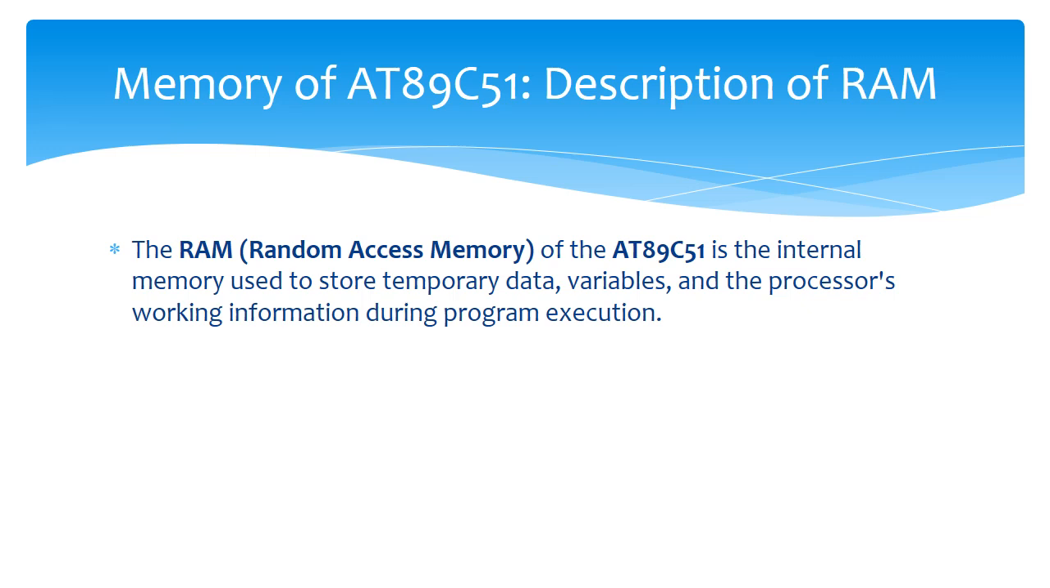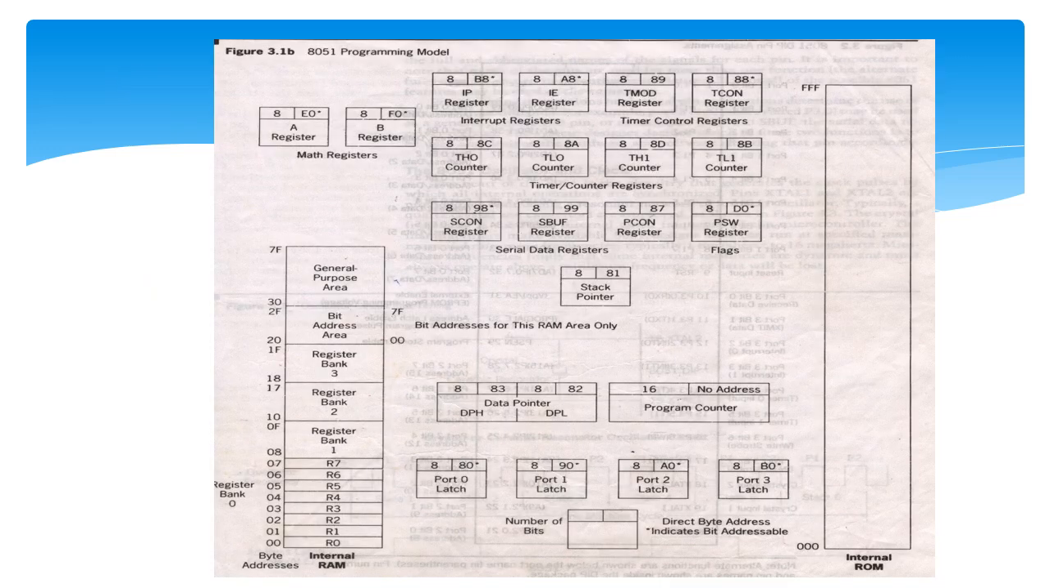The random access memory is an internal memory and it is used to store some temporary data. And this is the programming model, and you can see here the internal RAM is about 00 to 7F, that it has got about 128 bytes of RAM.